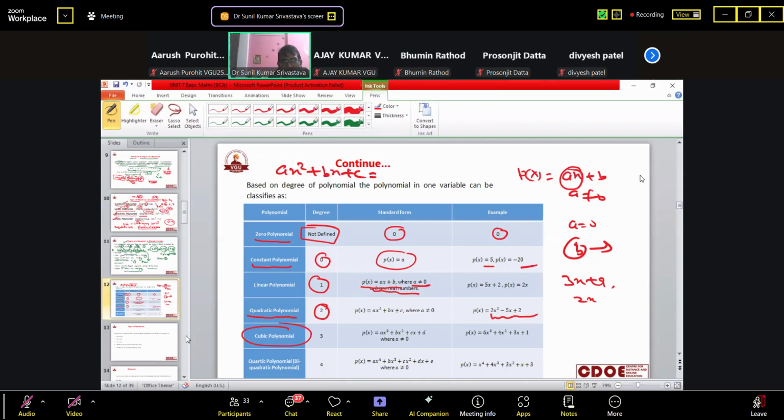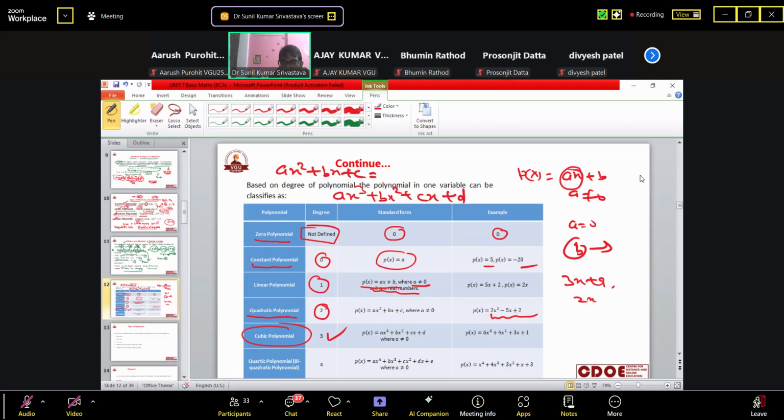A cubic polynomial has degree 3. The general form is ax³ + bx² + cx + d. This is the general form of the expression.